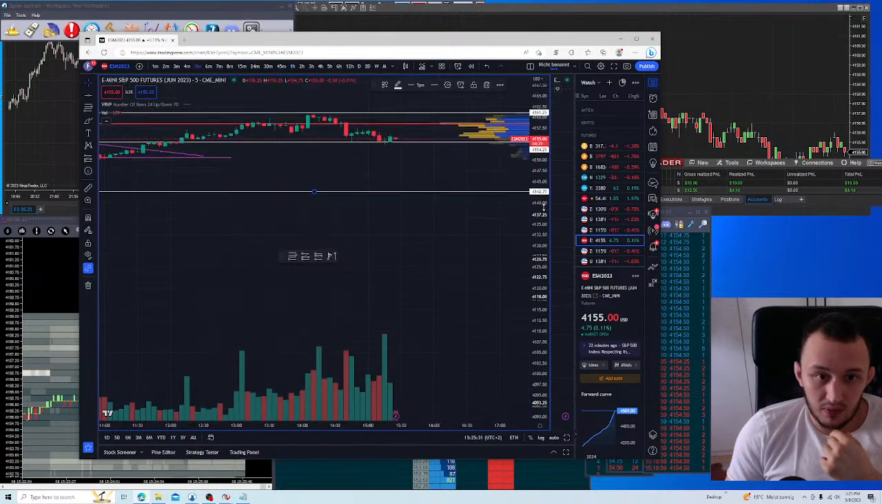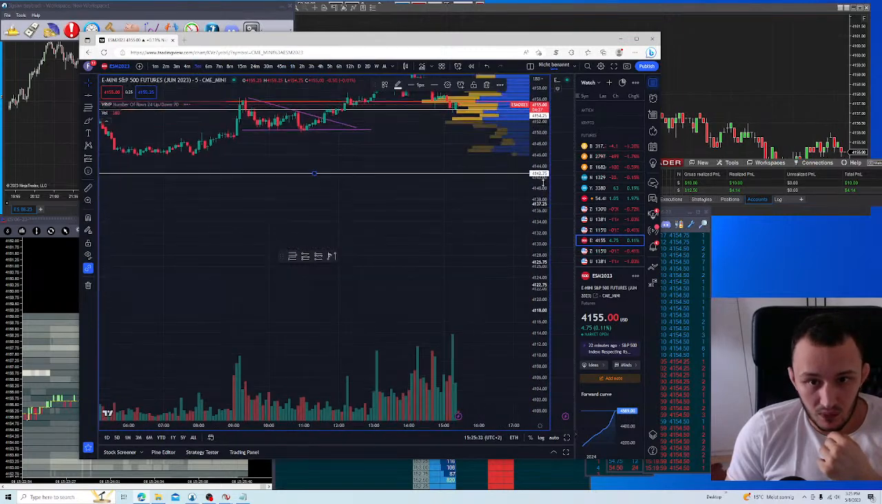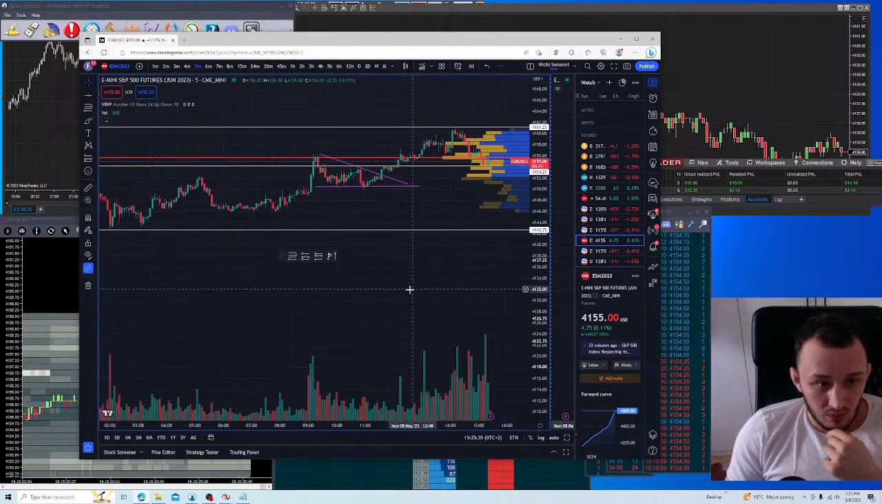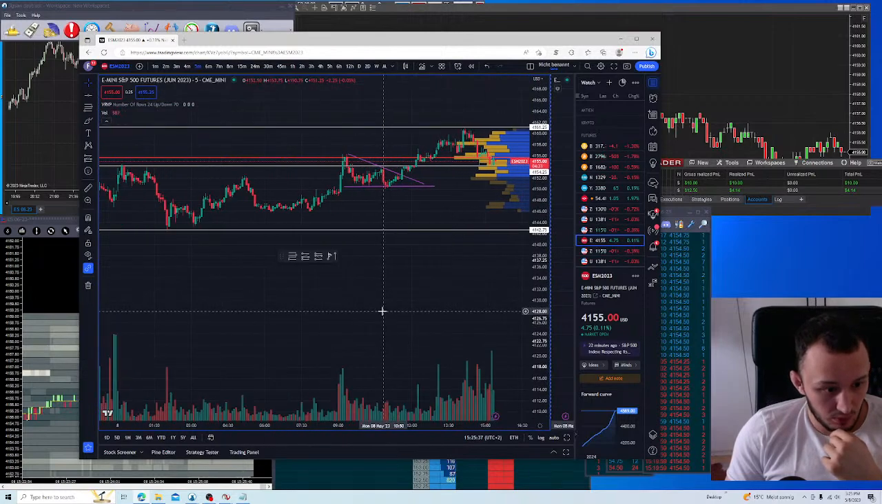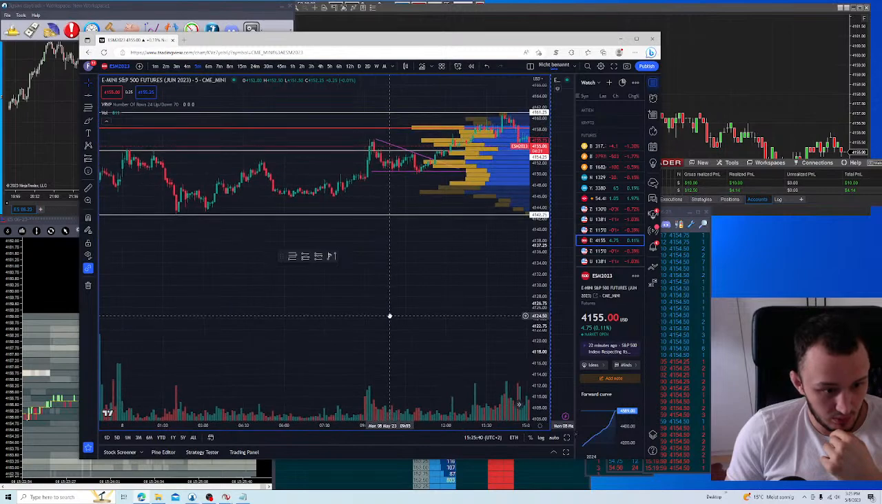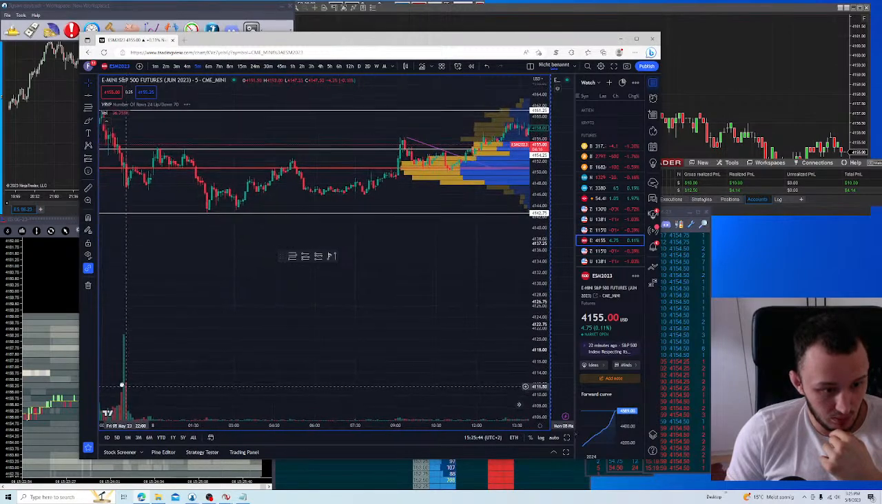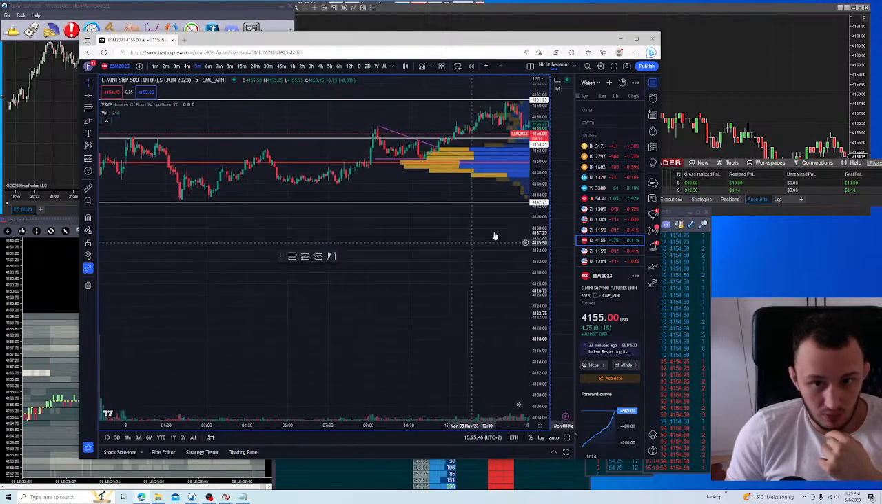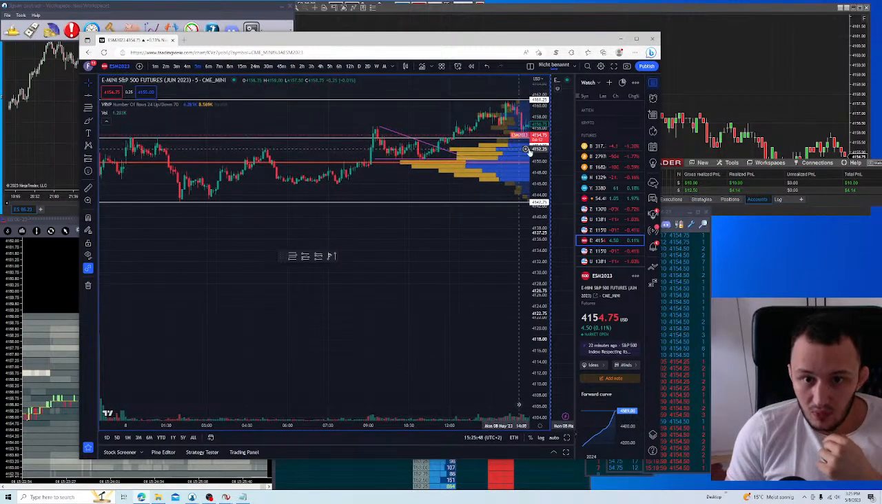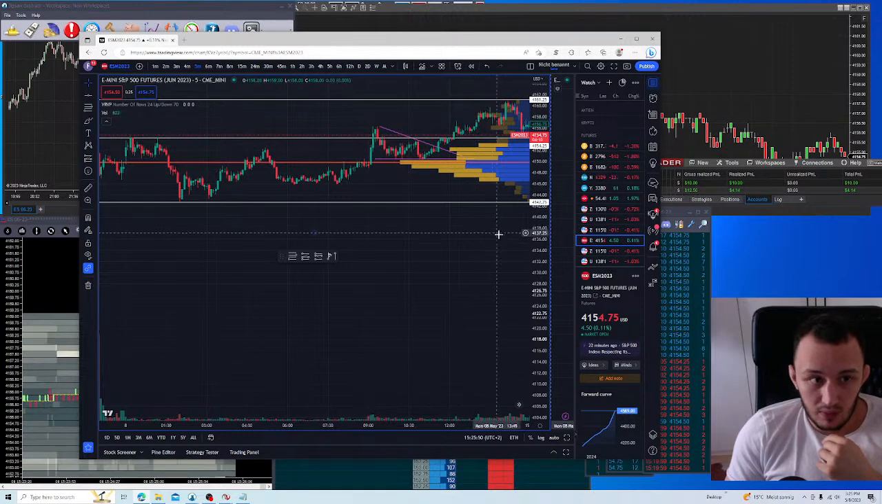Go down to the 5 minutes. If we look at the volume profile, just from today, when did we close? Here, so this is the correct volume profile.